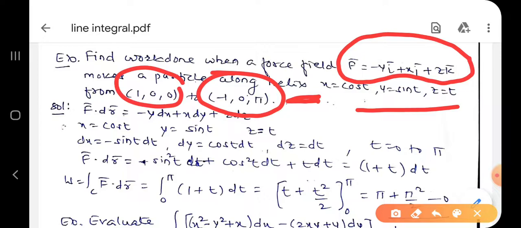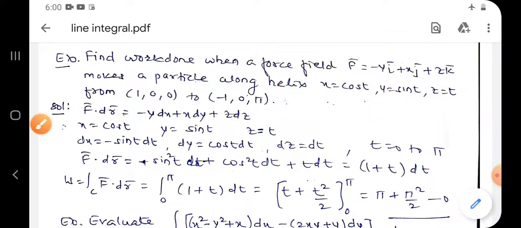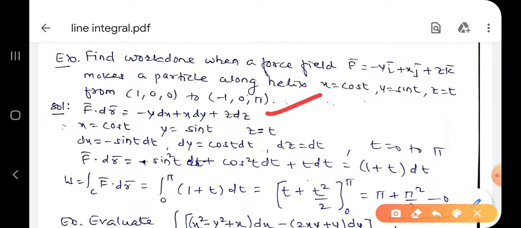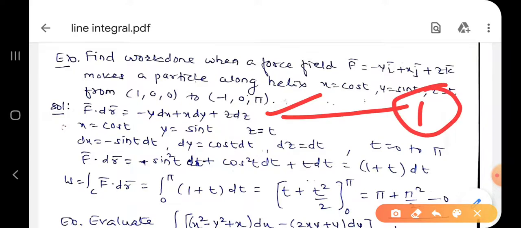Now no need to find the equation of the line joining these 2 points, because the values of x, y, z are readymade here. x equal to cos t, y equal to sin t, z equal to t. Take F bar dot dr bar. So from this F bar we write F bar dot dr bar equals minus y dx plus x dy plus z dz. This is our equation number 1. Now take x equal to cos t, y equal to sin t, z equal to t, and from that find dx, dy, dz. So dx is minus sin t dt, dy is cos t dt, and dz is dt.